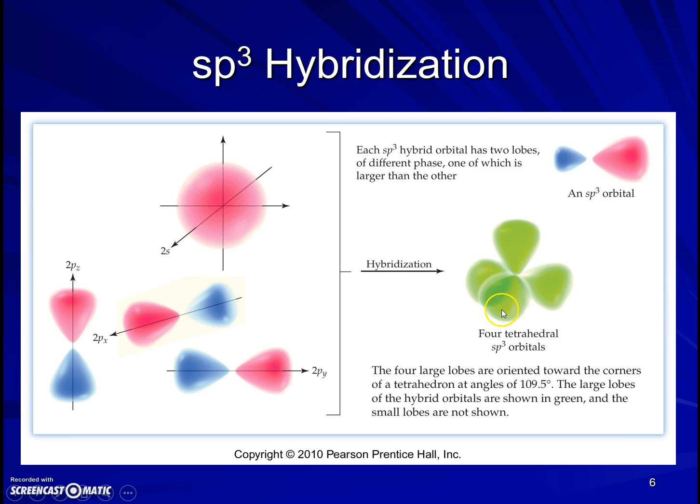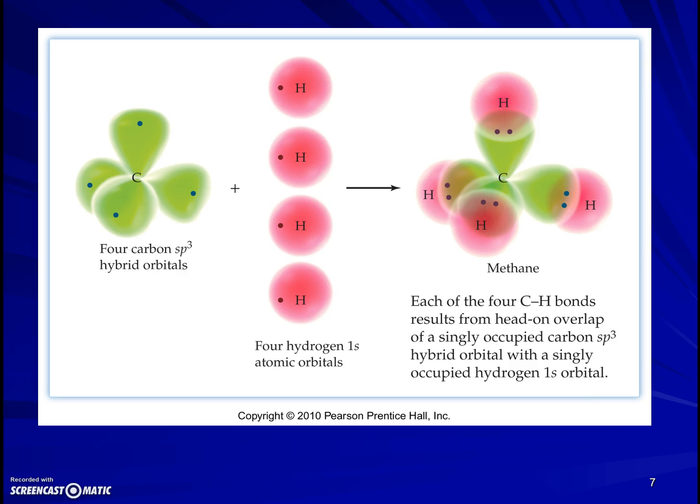And if we do that mathematically, the resulting orbitals that we get are 109 degrees apart, and we could bring in the hydrogens to bond with each sp3 orbital. That gives us a proper mathematical and visual explanation for the bonding in CH4 and other tetrahedral molecules. And here's another visual of that.